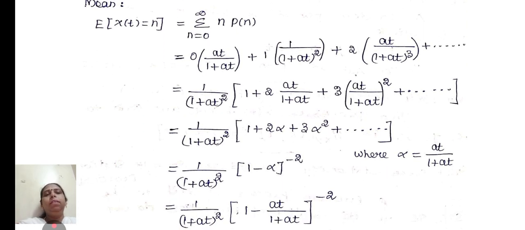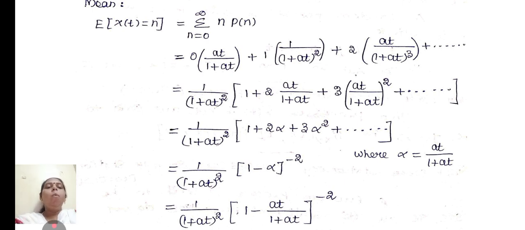So let us find the mean. E of X(t) equals the summation of n p of n, where n takes the values 0 to infinity. Now running the summation, we get 0 times p of 0, which is at by 1 plus at; when n equals 1, 1 into p of 1, that is 1 by (1 plus at) squared; when n equals 2, 2 into at by (1 plus at) cubed. So the first term, 0 into anything, is 0. Then 1 by (1 plus at) squared, 2 into at by (1 plus at) cubed. In this sequence, you take 1 by (1 plus at) squared common.